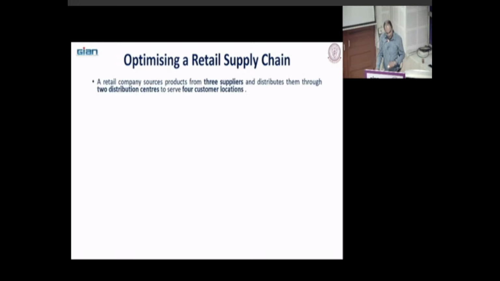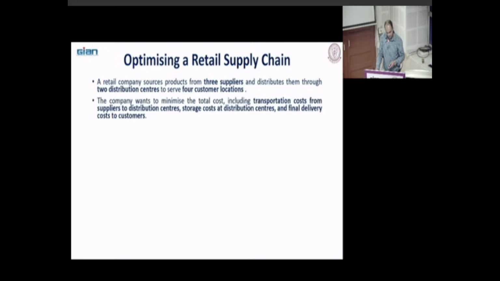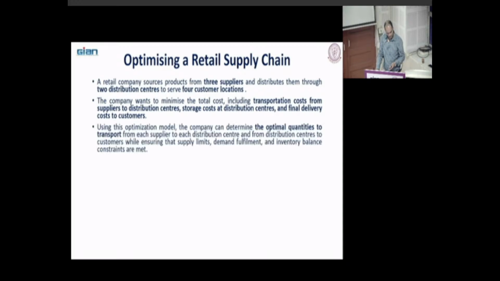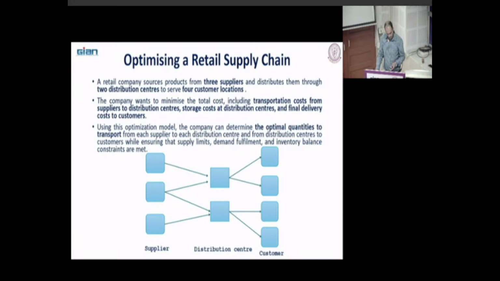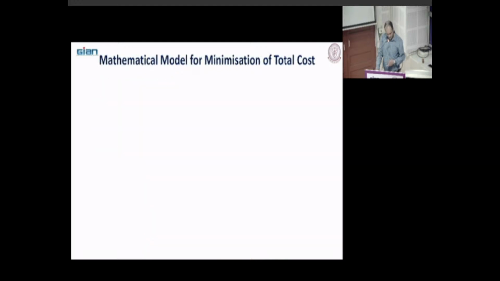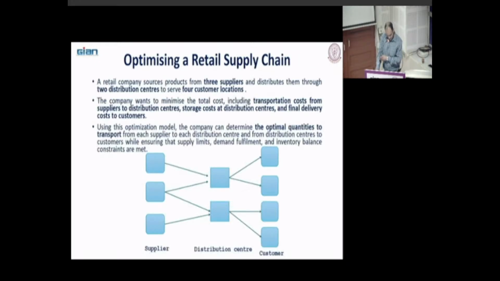Another example: a retail company sources products from 3 suppliers and distributes them through 2 distribution centers and 4 customer locations. It includes transportation cost, storage cost and delivery cost. Now they want to optimize the quantities. So this is their network: 3 suppliers, 2 distribution centers and 4 customers.